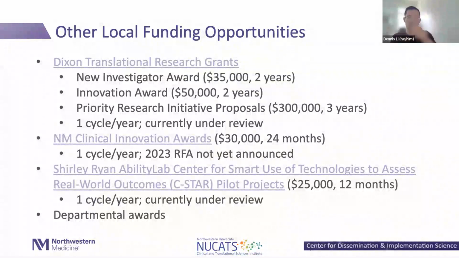And one thing that I completely left off here, even though it is relevant to my own work, is that the Center for AIDS Research here at Northwestern has a lot of pilot grants, both nationally sponsored and internally sponsored, within implementation research and HIV. So definitely check those out too. I'll send an updated slide set.